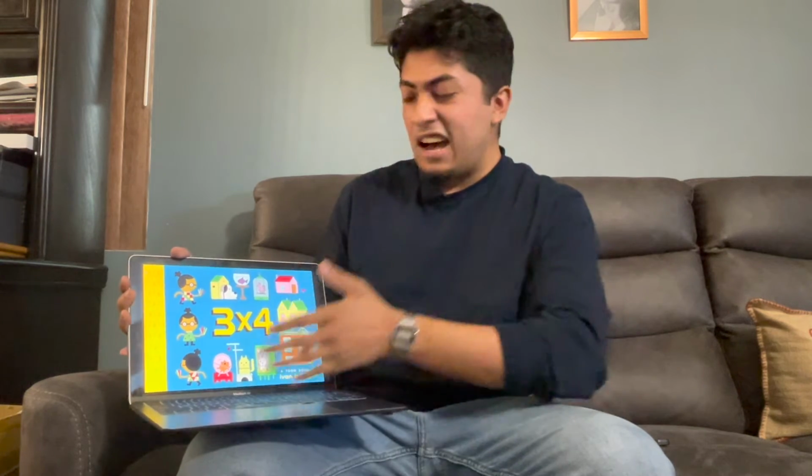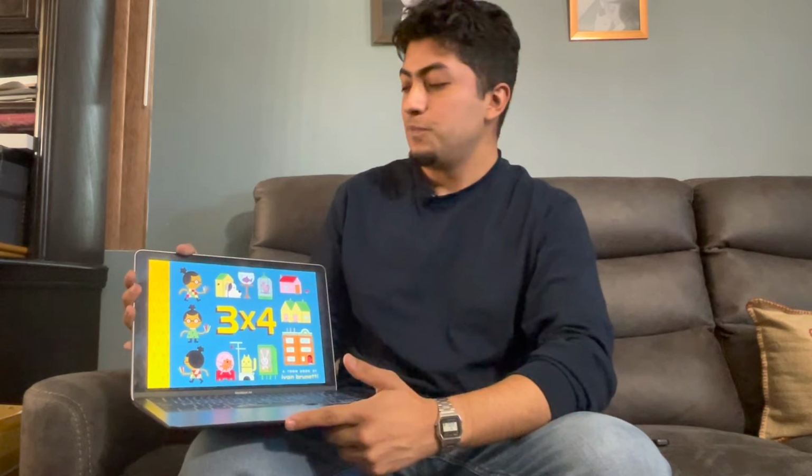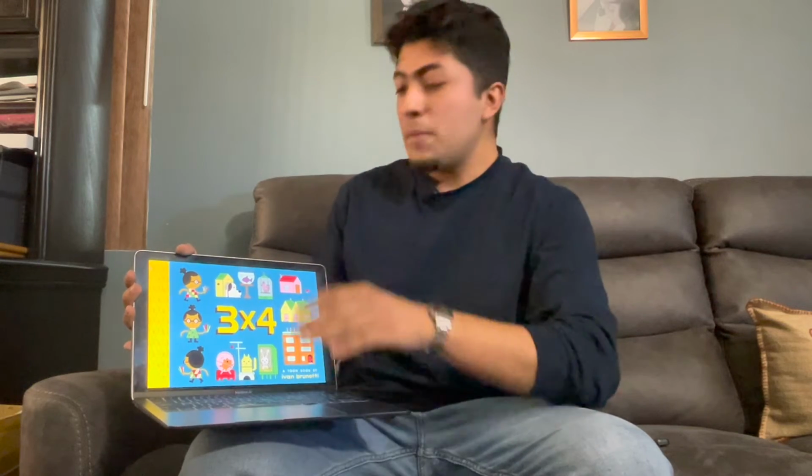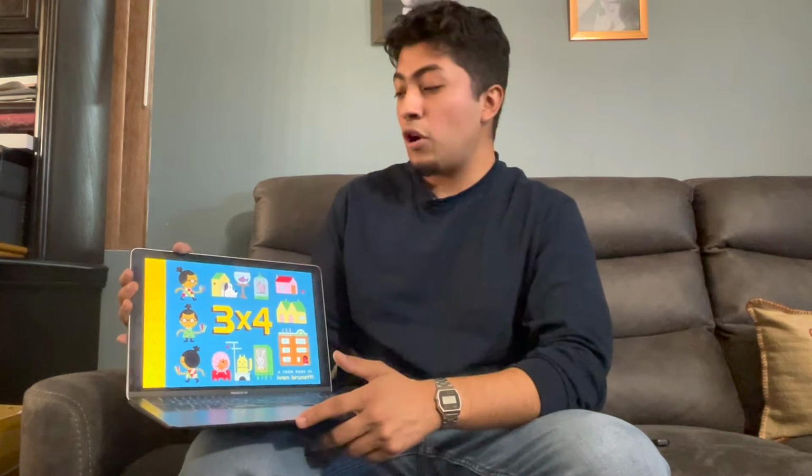Now, as you're looking at the book, I want you to pay attention. How many people can you see on the cover? How many animals can you see on the cover? How many houses can you see on the cover? Now, go ahead and observe that just for a second. We'll give you a minute to look and go ahead and count up.